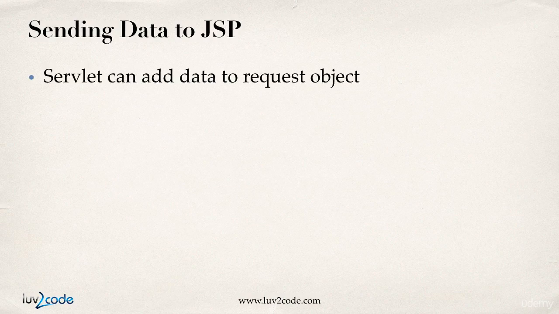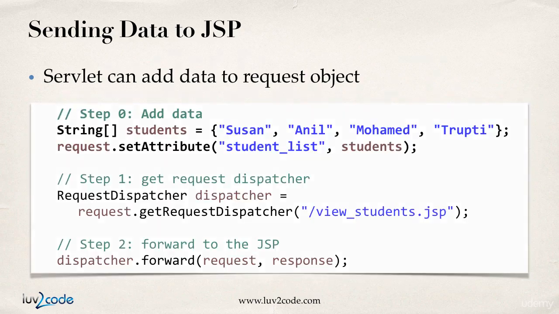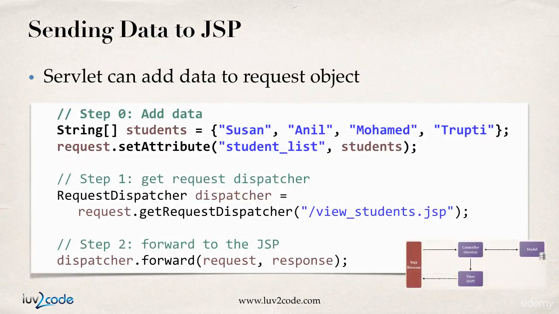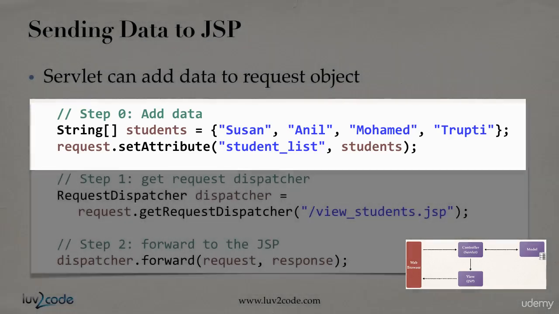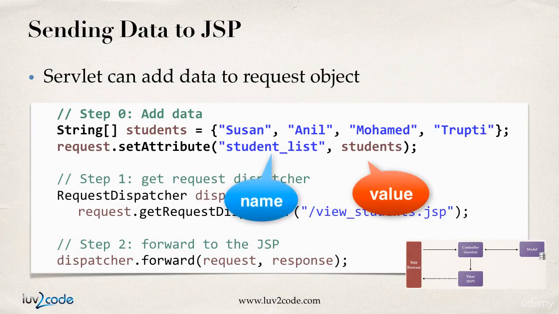Now, the other question is, well, how can I send data to the JSP? Like, I need to get additional data from the database or from my backend system. Well, we can add data to the request object using attributes. So here on the slide, in step 0, I add data. First off, I just set up an array of strings here for students. And then I say request.setAttribute. I give the attribute name of student_list, comma, the actual value, students. So that's an object, so you can actually add any object here that you want. Here I'm simply adding an array of strings, but you can add an array list. You can add a custom object. You can add any Java object that you want to this request attribute.